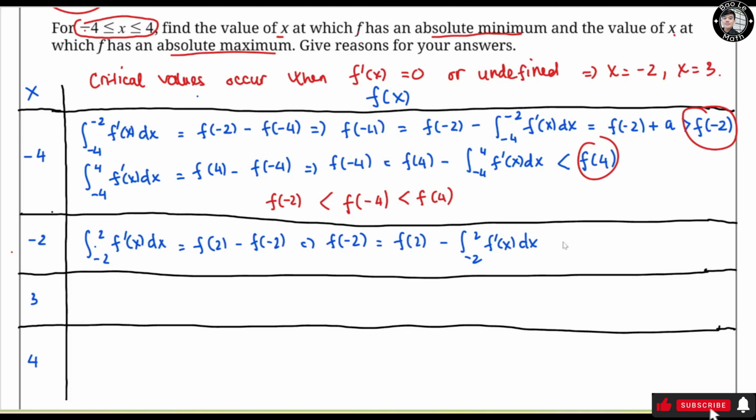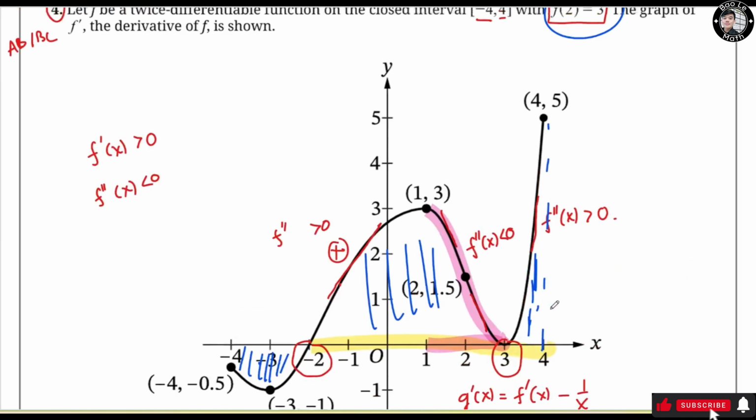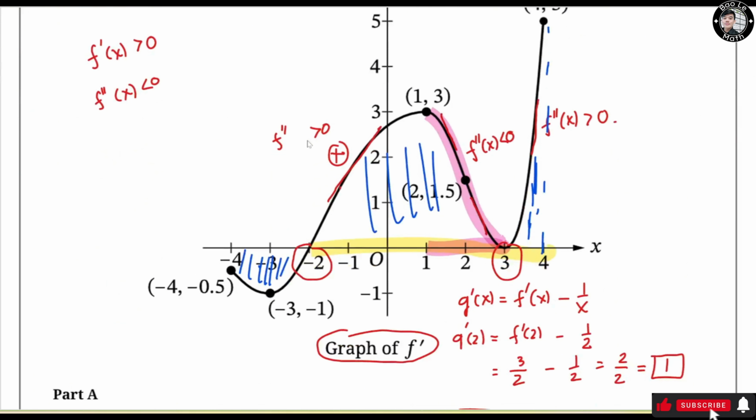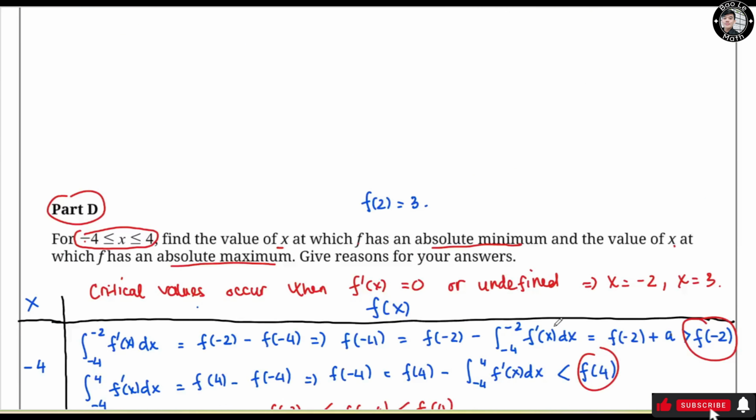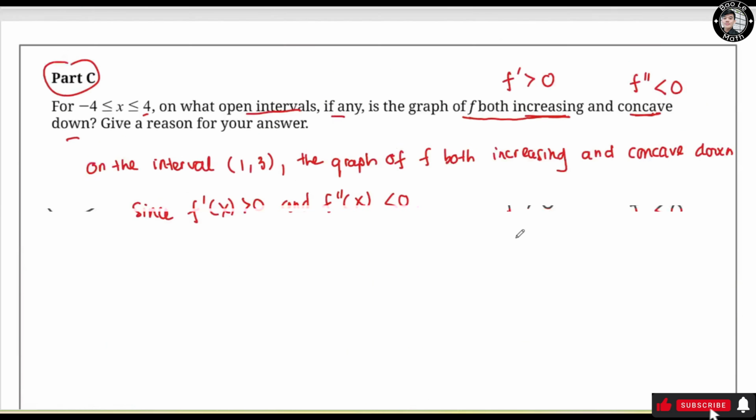But f(2) is 3, right? And the integral from -2 to 2 of f'(s) ds is the area of the region above the axis. It's going to be right here, and it's always positive, right? So 3 minus a positive number is less than 3.